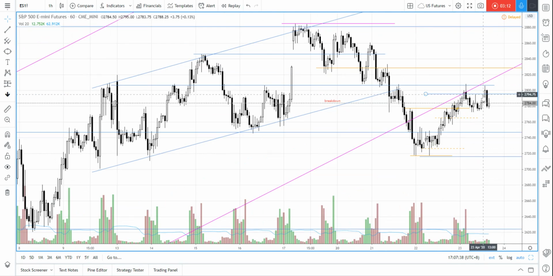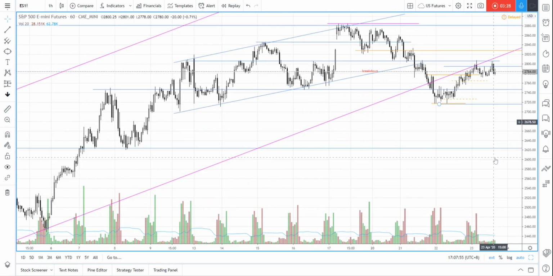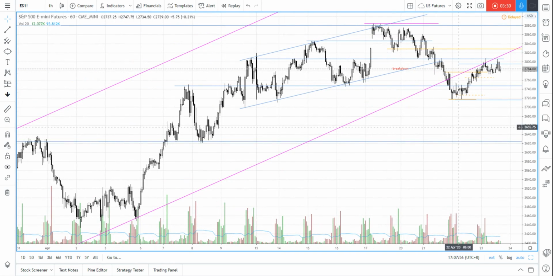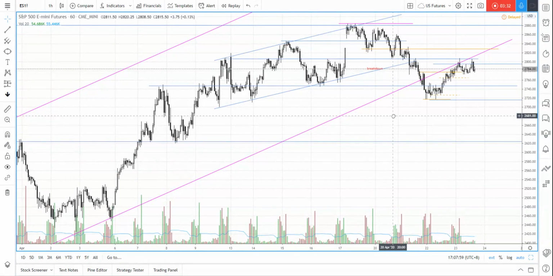So far my expectation is still to expect the price to bounce up and down, at least within this trading range, but eventually it's going to break down to the 2716 level. So my bias is still down. It's just a matter of time when it will happen.